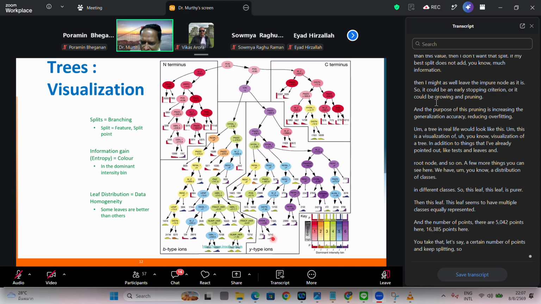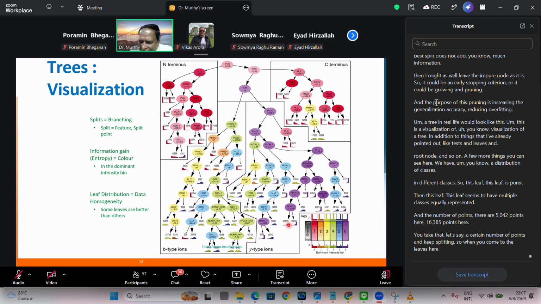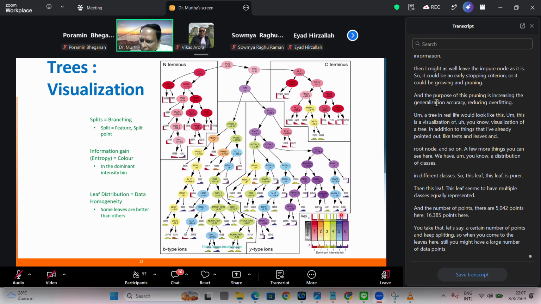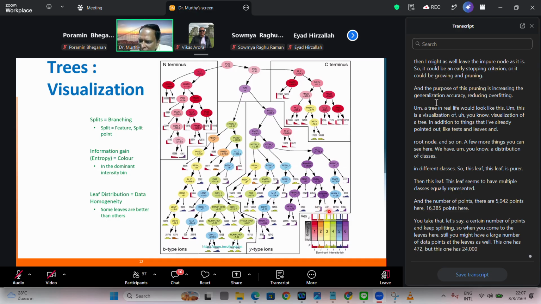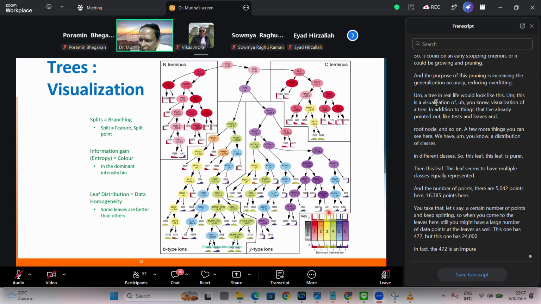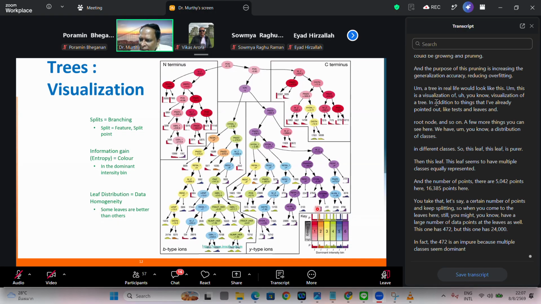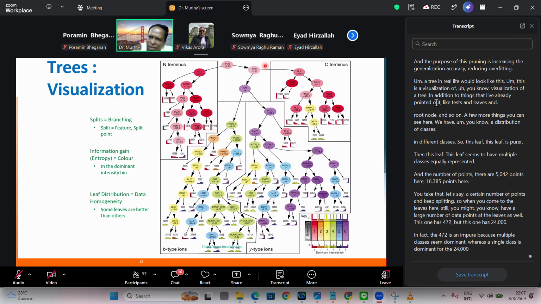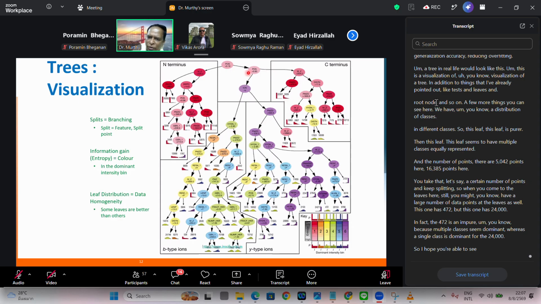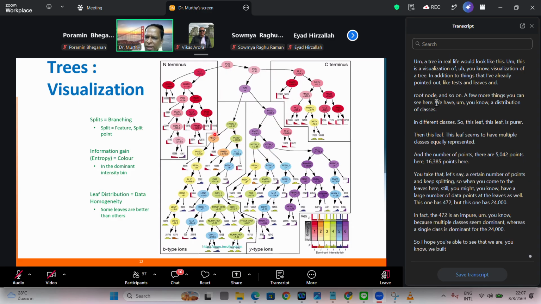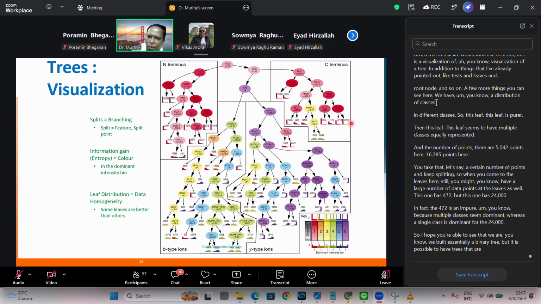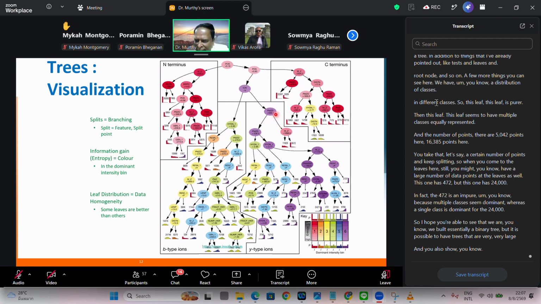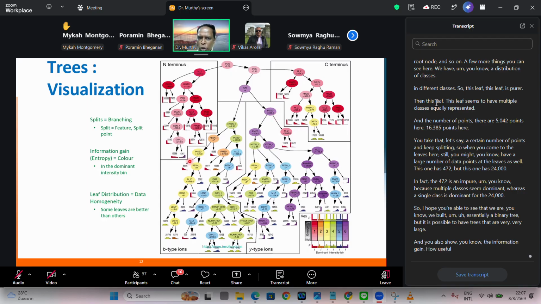So when you come to the leaves here, still you might have a large number of data points at the leaves as well. This one has 472, but this one has 24,000. In fact, the 472 is impure, because multiple classes seem dominant, whereas a single class is dominant for the 24,000. So I hope you're able to see that we built essentially a binary tree, but it is possible to have trees that are very, very large. And you also show the information gain, how useful was a split. You can show it using color.